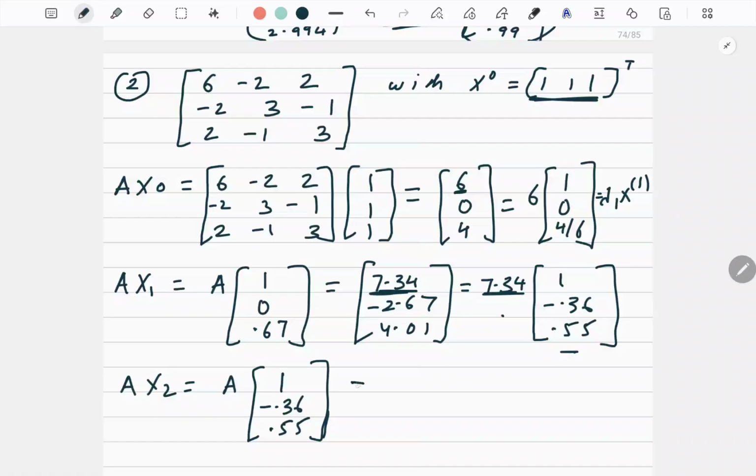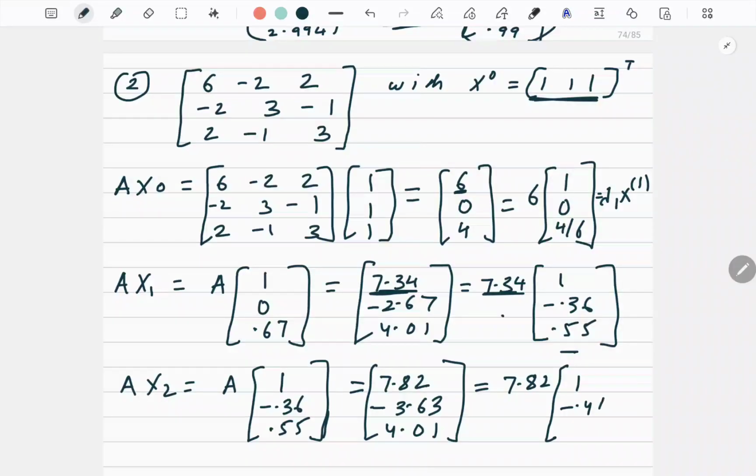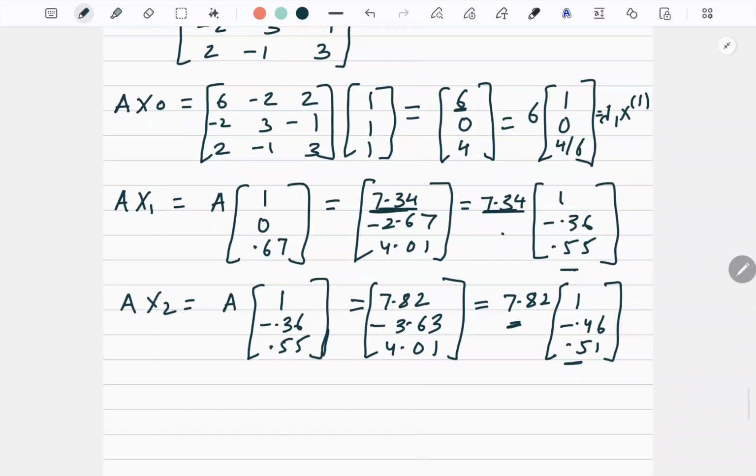So when you multiply this, you will get 7.82, minus 3.63 and 4.01. Correct? And this will be equal to 7.82 because it is highest. So take it out: 1, minus 0.46, 0.51. So this will become my next value of lambda and this will become my next value of x, that is x3. So next step I will do A x3.